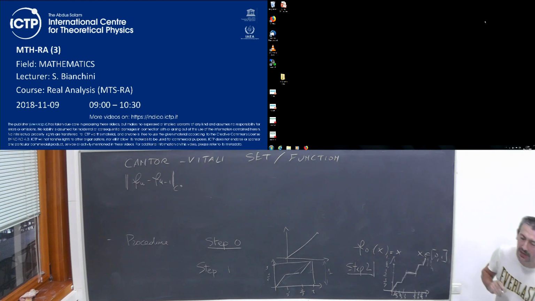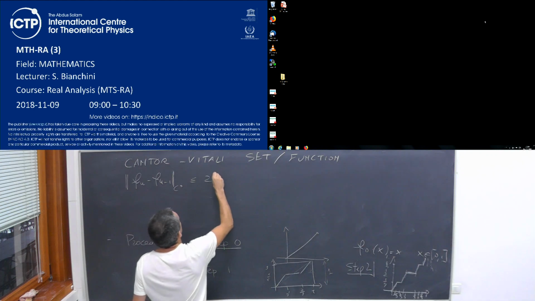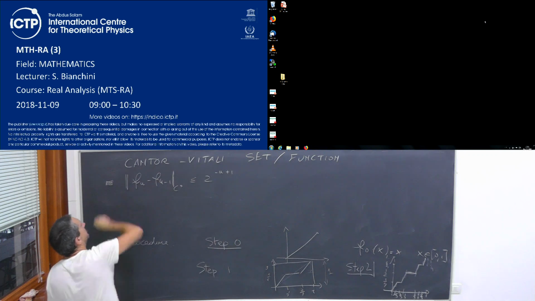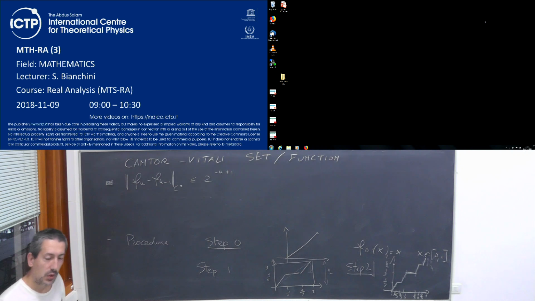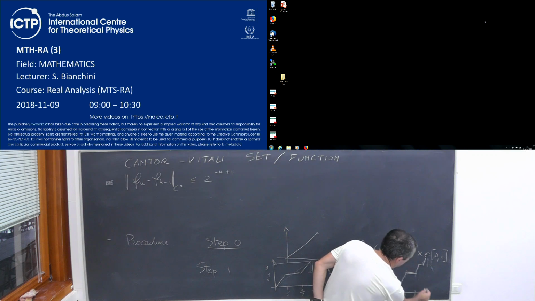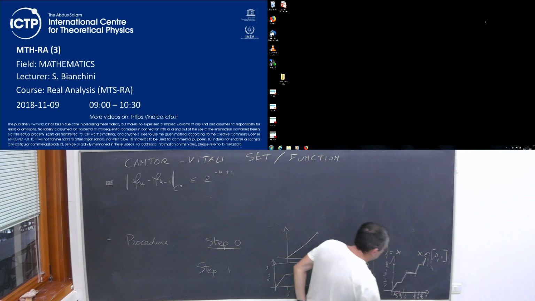So what is now the perturbation? At each step I'm applying the transformation to a set whose size is 2 to the minus n. So the size is at most 2 to the minus n plus 1. Here I have the minus 1. And what is now the length of the set to which I'm applying the transformation? Well, it's the opposite of what I have here. So it's 1/3.